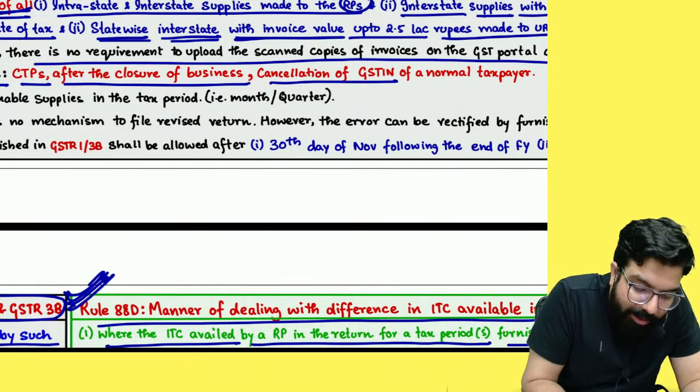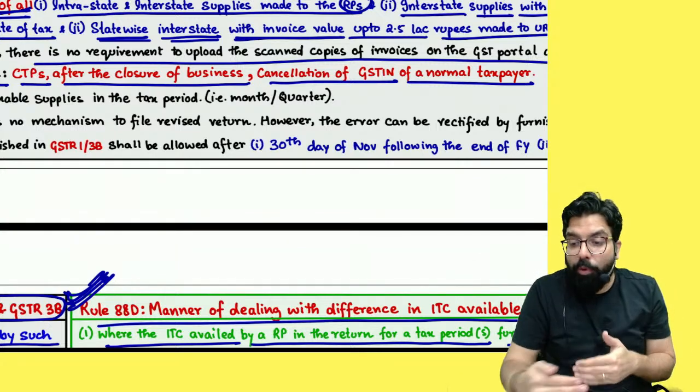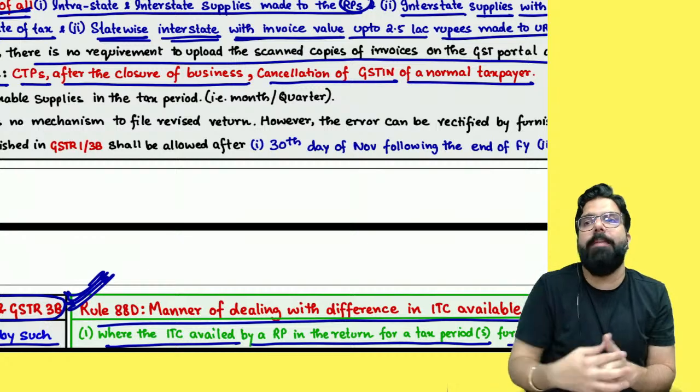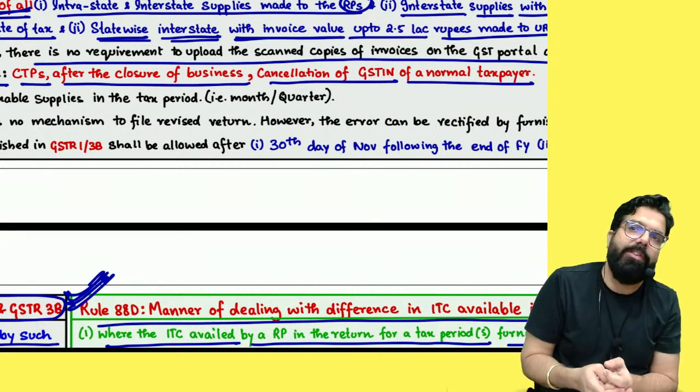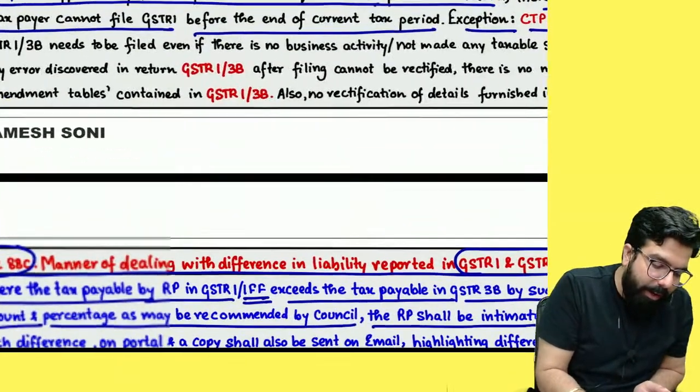Secondly, cancellation of GST registration of a normal person. My registration got cancelled. Will I have to wait for the month to get over or can I go ahead and file my GSTR1? You can go ahead and file your GSTR1. All other people, the month gets over, only then GSTR1 can be filed.